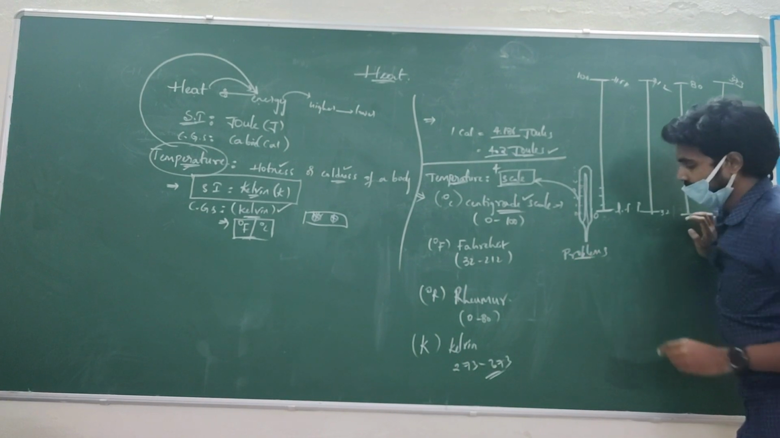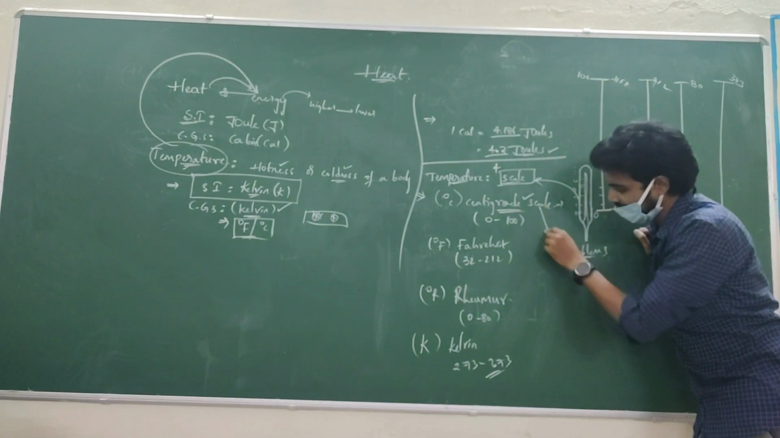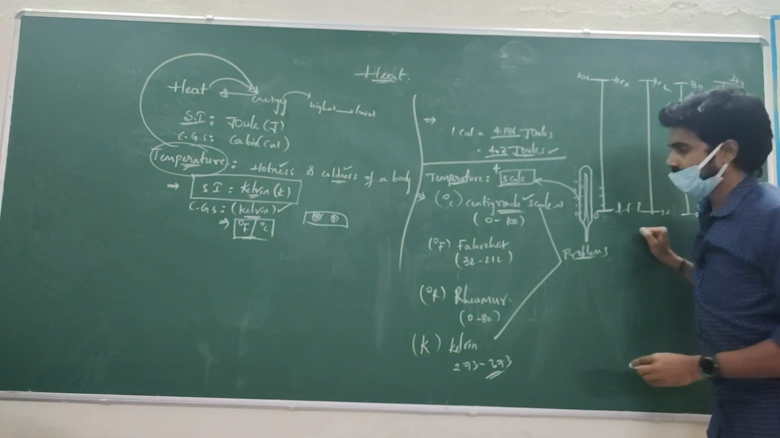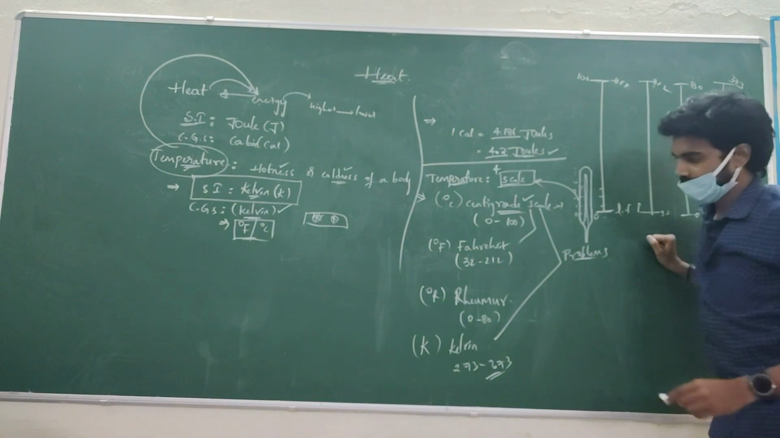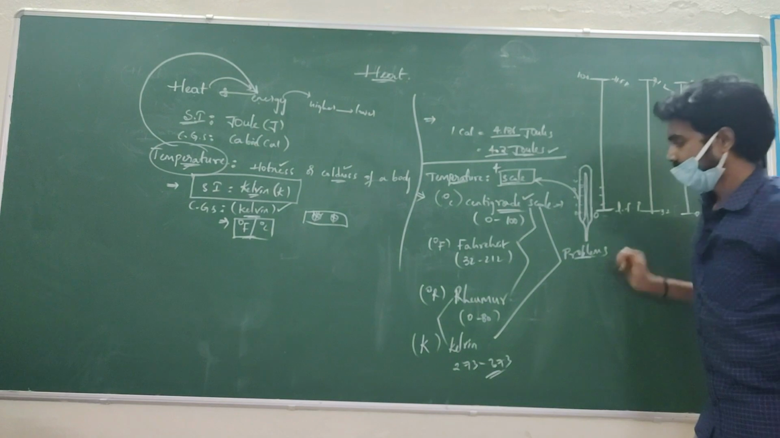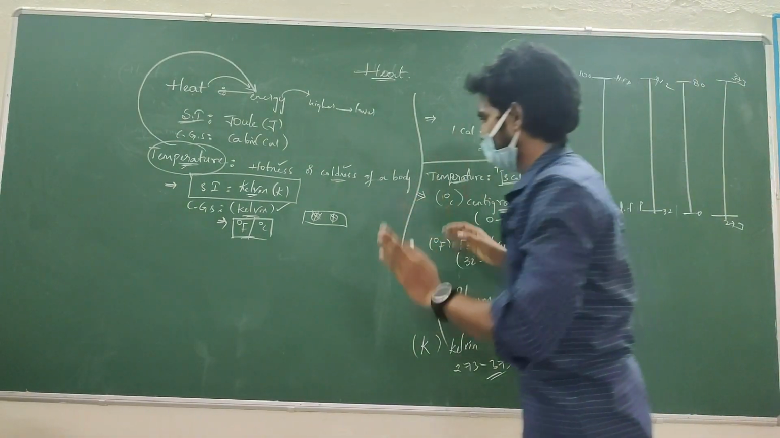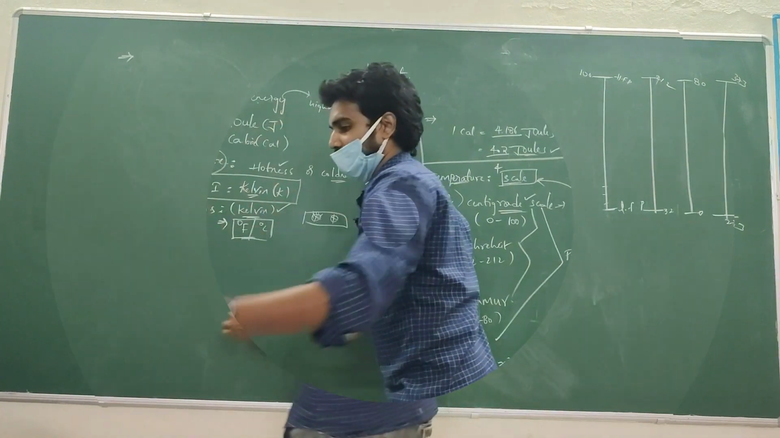Right? The problems were very simple. They might ask us to convert degree centigrade to Kelvin, or degree centigrade to Fahrenheit, or Fahrenheit to Reaumur, or Reaumur to Kelvin. So many different kinds of questions might be asked in the examination.